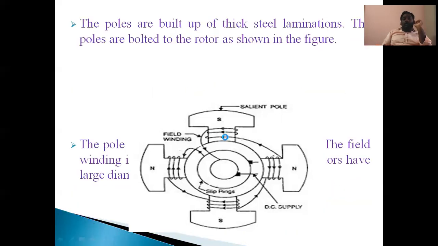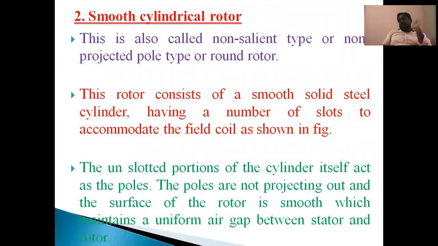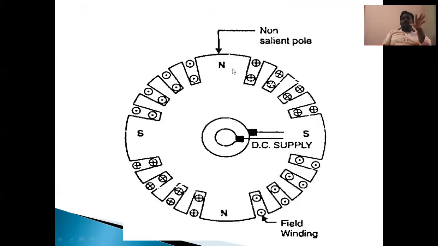If the poles are not projected out from the rotor surface, but are located on the surface of the rotor like this, north pole, south pole, north pole, south pole, such a type of rotor is called a non-salient pole type rotor, or a non-salient pole type synchronous generator.